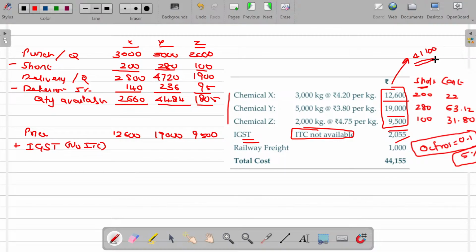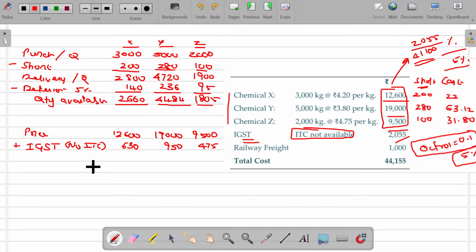41,100. For 41,100, 2,055 is the IGST. Then what is the percentage they may have paid here? Probably 5%. So for each and every commodity, 5% may be the IGST. So you calculate the IGST for X, 5% being 630, 950, 475. You have to add the IGST.